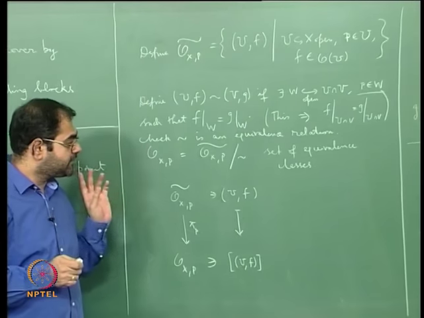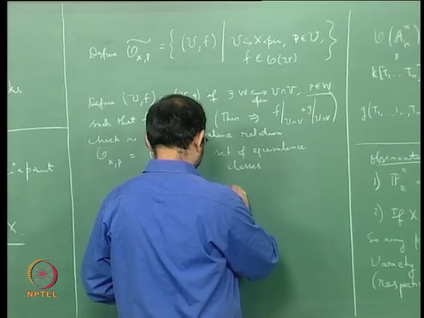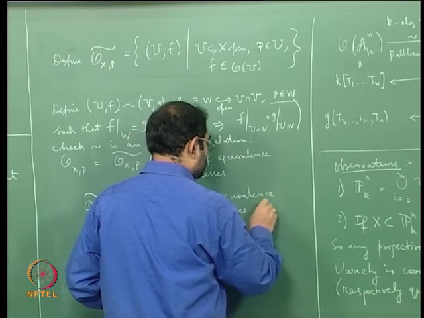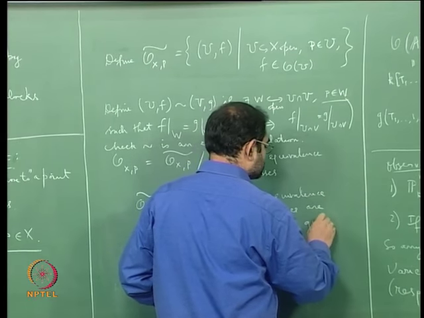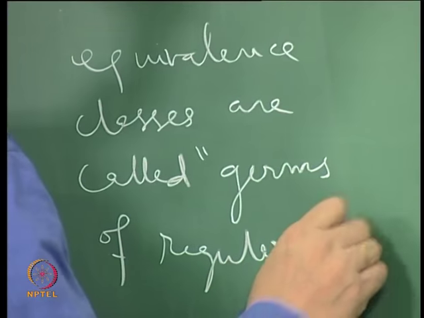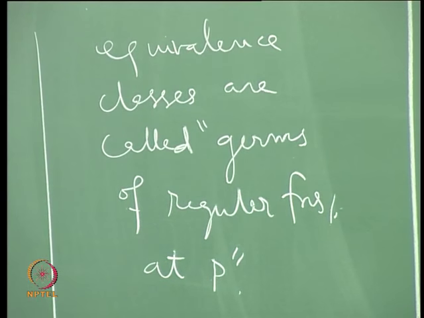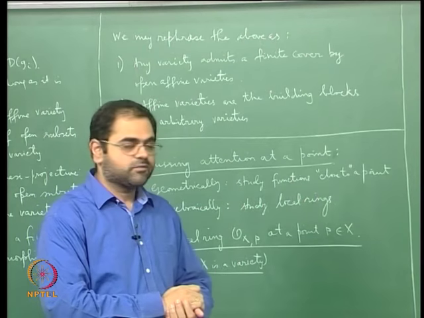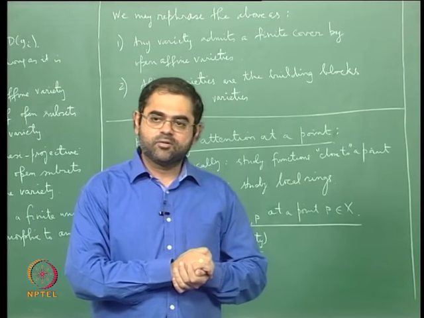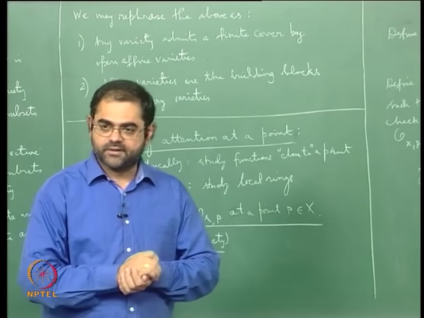Now there are two things I want to tell you. First thing is that there's a name for these equivalence classes. They are called germs of regular functions at P. So a germ of a regular function is represented on some neighborhood of the point by a regular function, and it is also represented by another regular function on another neighborhood of the point. If it is, then these two functions coincide on the intersection.